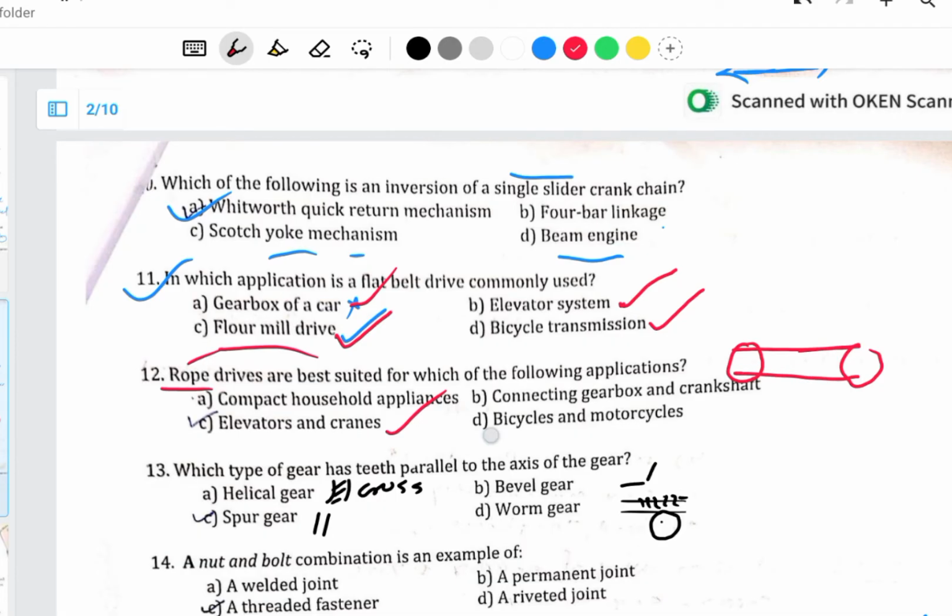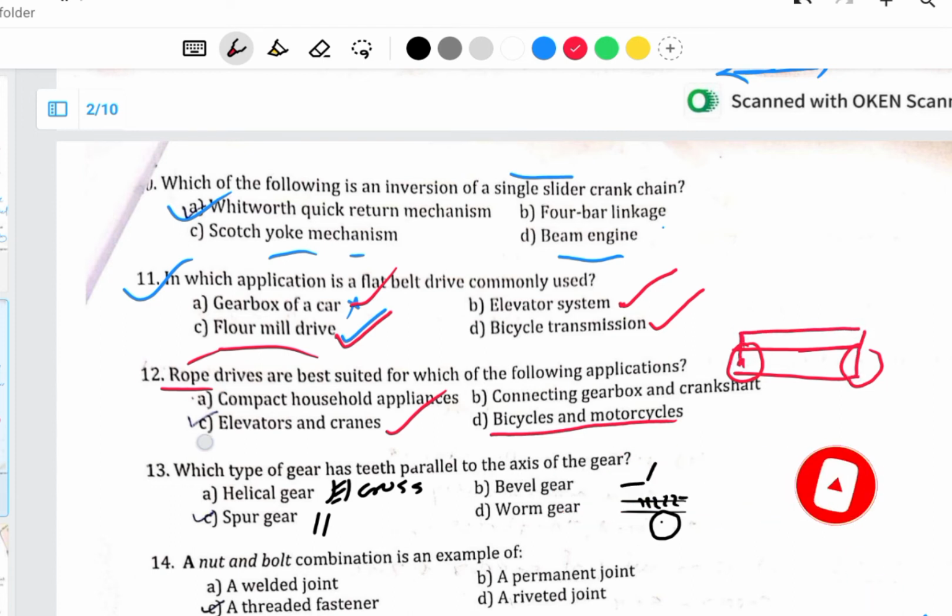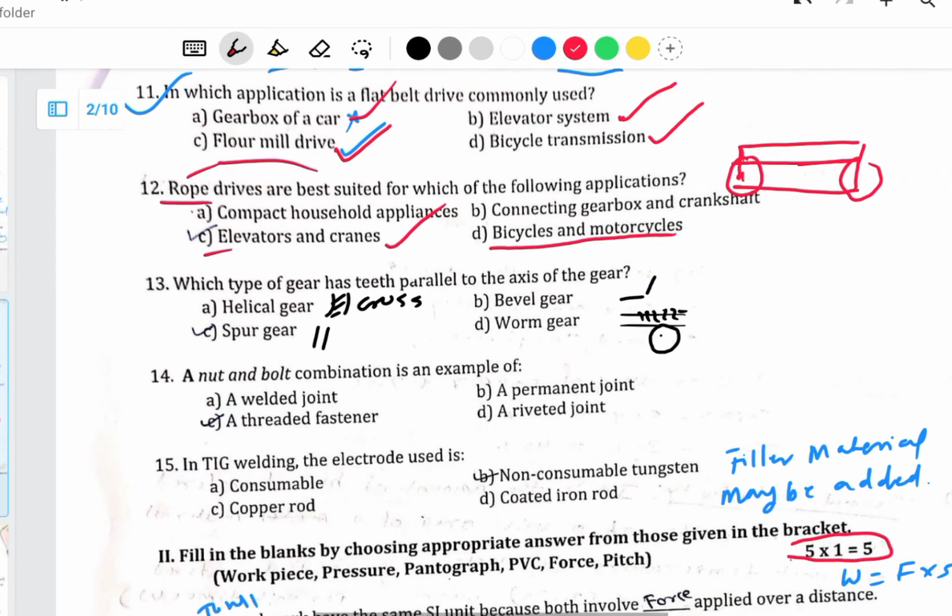When the distance is less, you are using gears, or other mechanisms like screws for a short space. You cannot use the belt over there. So when the distance is more, you always have to use a belt or rope drive. Elevators and cranes always have more length. So the correct answer is C, elevator and crane.